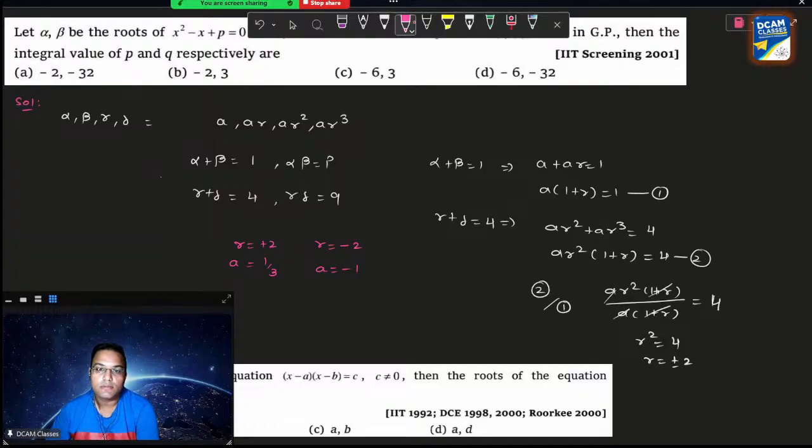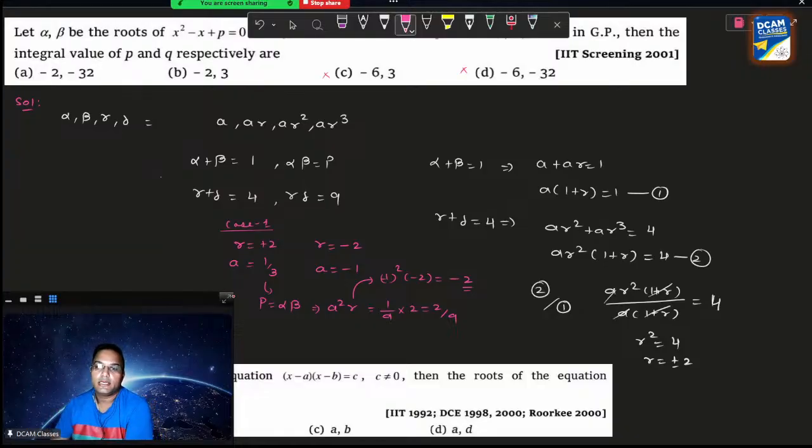So they have asked P. P is alpha beta. P as alpha beta, by the first case, you will get a square r. Using the first case, you'll get 1 by 9 into 2, no answer. So let's take the second case. It's -1 square into -2. So you are getting -2. So these two options are eliminated.